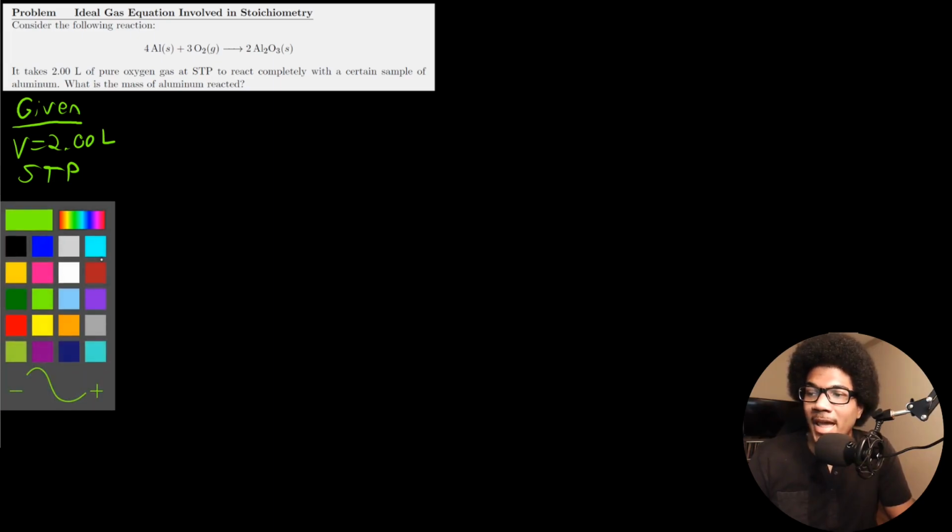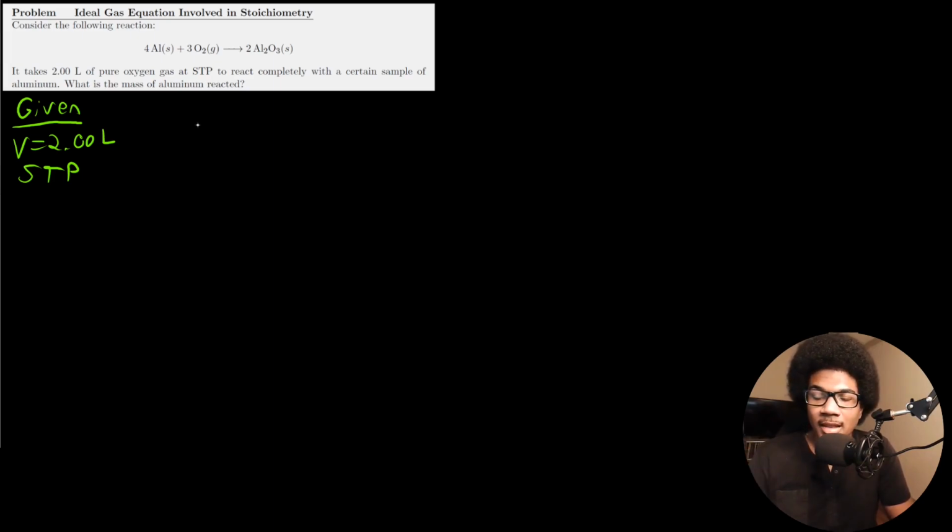And then from there, we just treat this like a standard stoichiometry problem, right? So we've been given the volume, which is 2 liters. And we've been given STP, right? So we know that the pressure is 1 atm and the temperature is 273.15 Kelvin. So believe it or not, from just this information, we can actually answer the question that's been asked. So first, let's figure out how many moles are in 2 liters of oxygen gas, right?